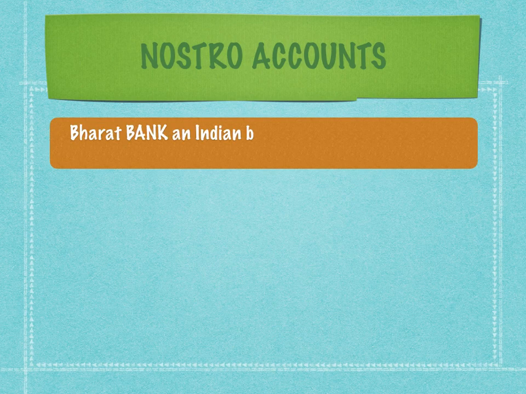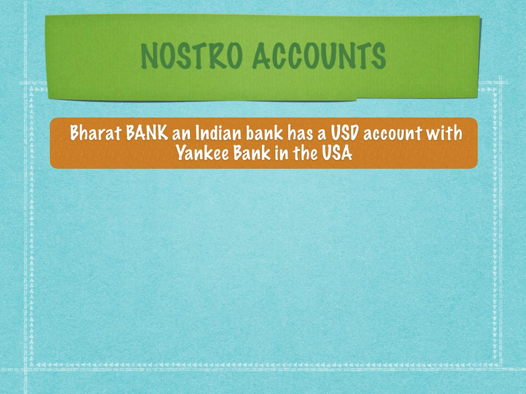Nostro account. Let's take an example. Bharat Bank, an Indian bank, has a dollar account with Yankee Bank in the US. So I've already identified over here 2 entities. The first entity is Bharat Bank. The second entity is Yankee Bank. Bharat Bank is an Indian bank. Most of the transactions done by Bharat Bank are in INR. The second bank is Yankee Bank. It is based in the US. And most of the transactions done by Yankee Bank are in USD.